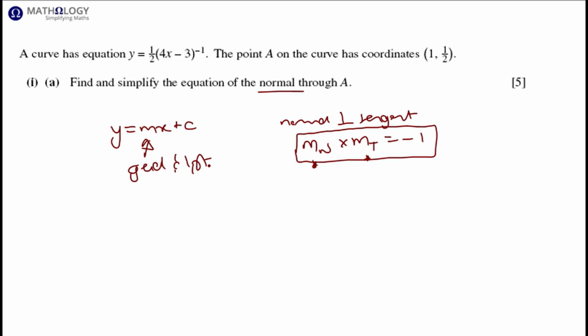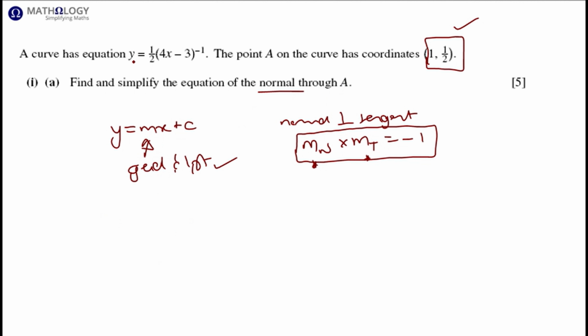We also need to know a point that lies on the normal, and we are told that the point A on the curve has coordinates 1, a half, and we are required to find the equation of the normal through A. So we've got our point, right? So we just need to find the gradient of the normal. So to find the gradient of the normal, we're first going to find the gradient of the tangent to the curve at the point A.